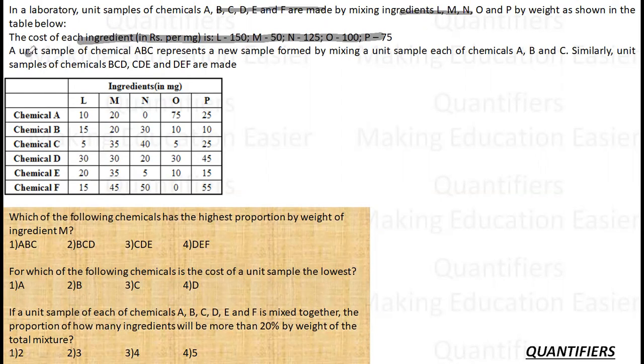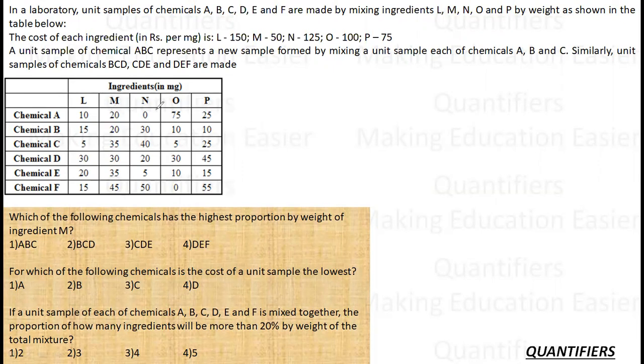A unit sample of chemical ABC represents a new sample formed by mixing a unit sample of A, B, and C. So if I have to make ABC, I have to add the total quantity of each. So if this is X, this is Y, this is Z, the new sample ABC will constitute X plus Y plus Z and the composition thereafter. So L will be a total of 30 and so on and so forth. So this is how we will proceed in this. Pretty straightforward.